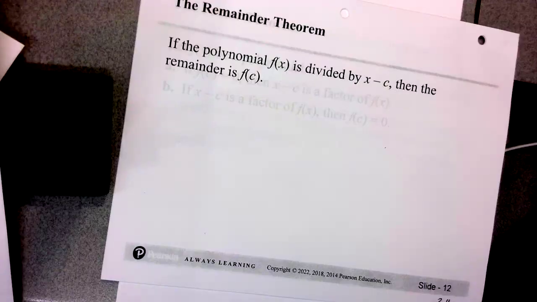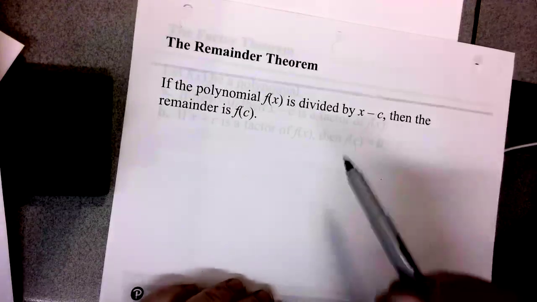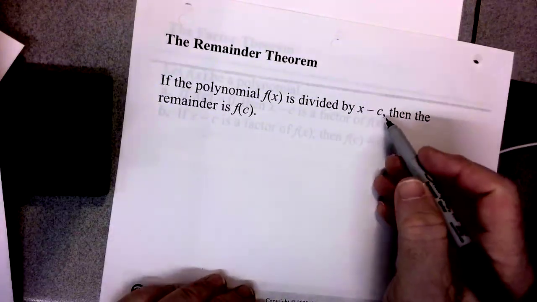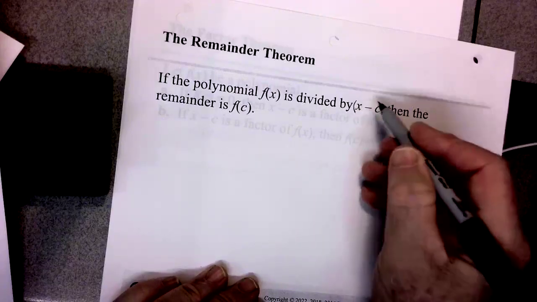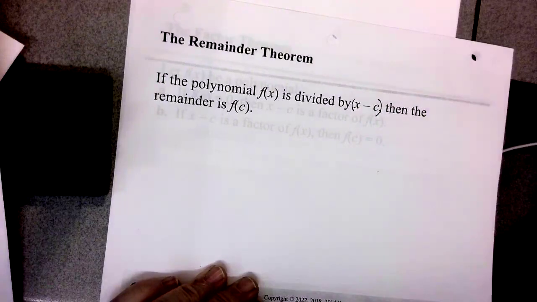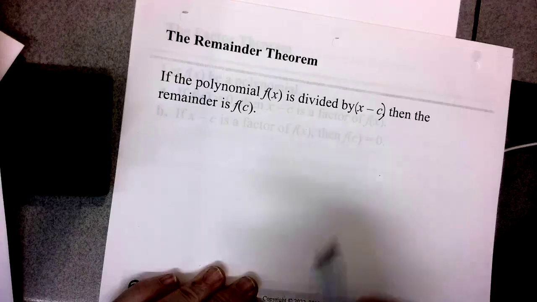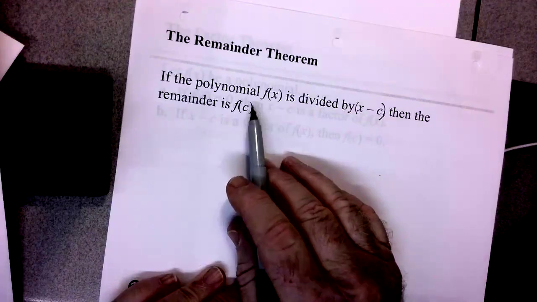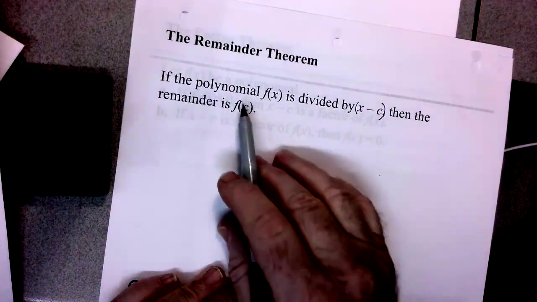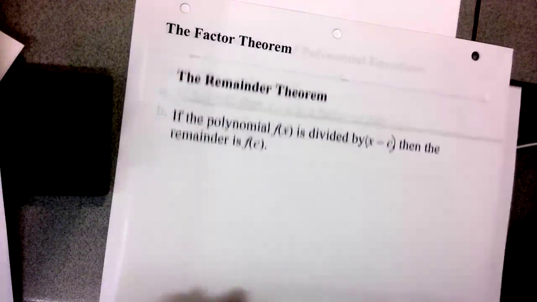The remainder theorem says that if you divide a polynomial by a term that contains this linear expression, x minus c, then the value of the remainder is the same result you would get if you replaced x with c in the original polynomial and evaluated it for c. We'll see some examples of that as we go along in here.